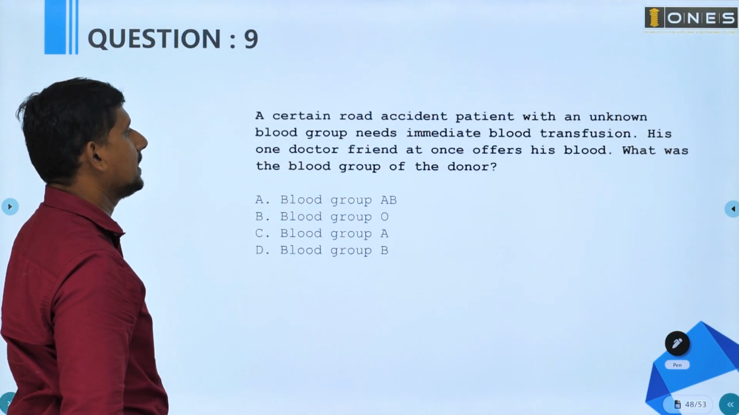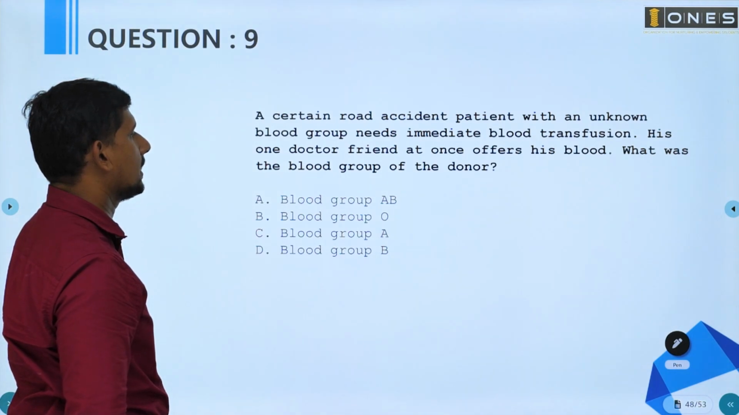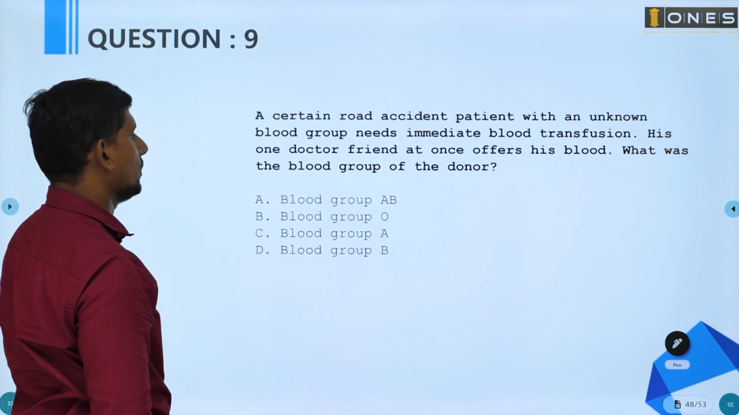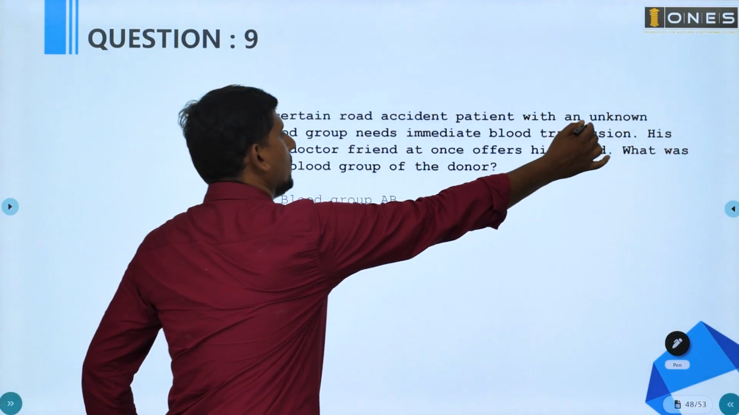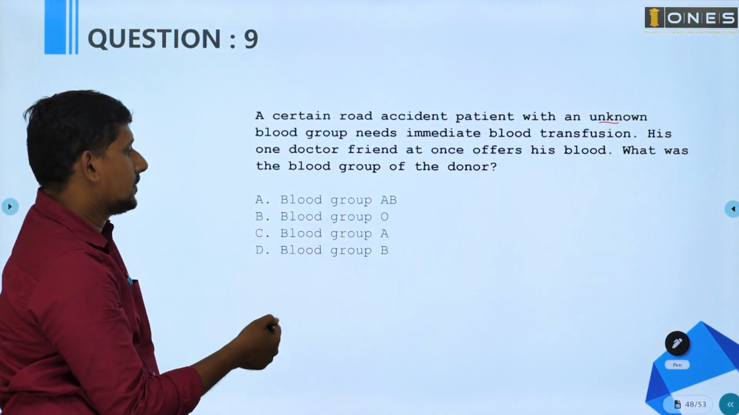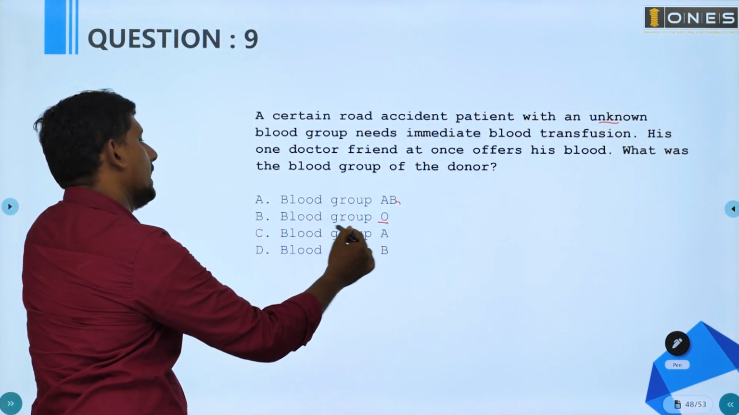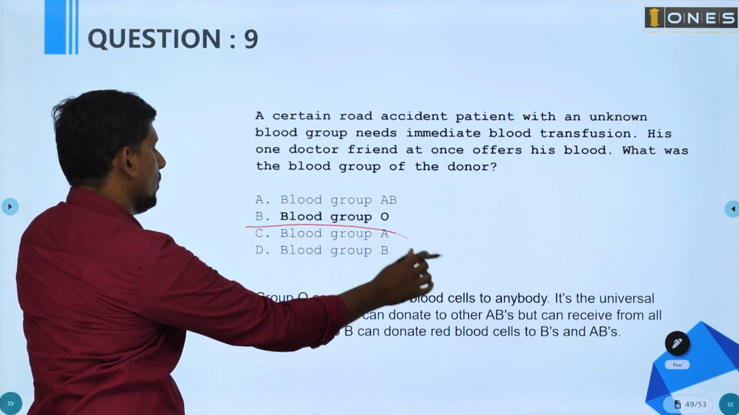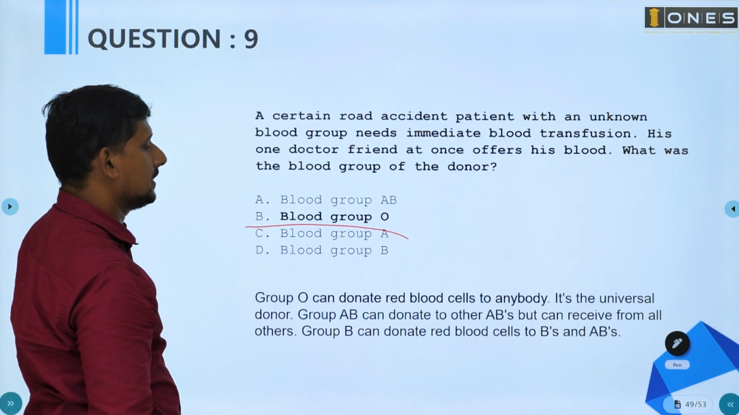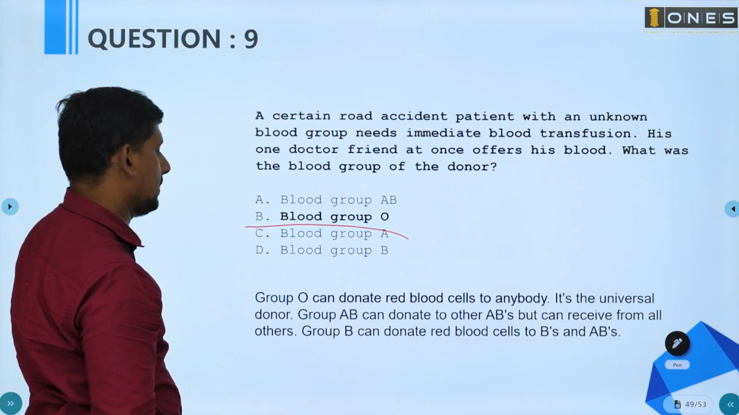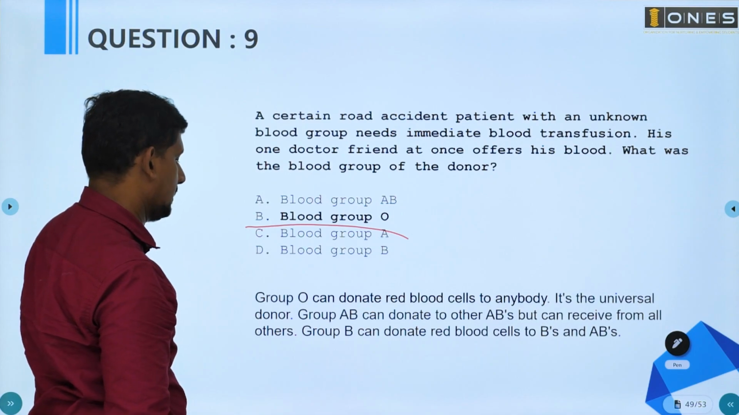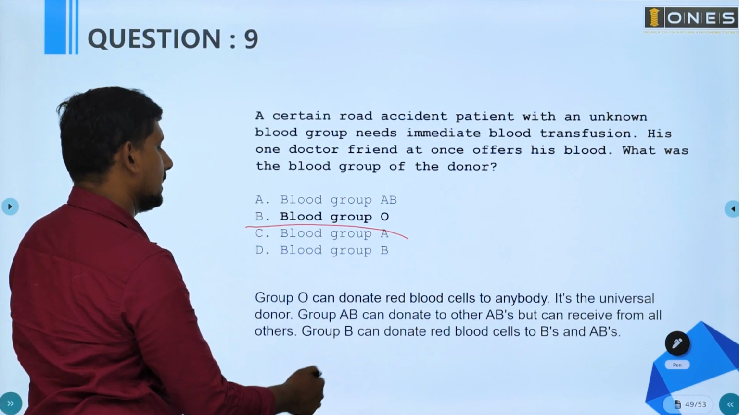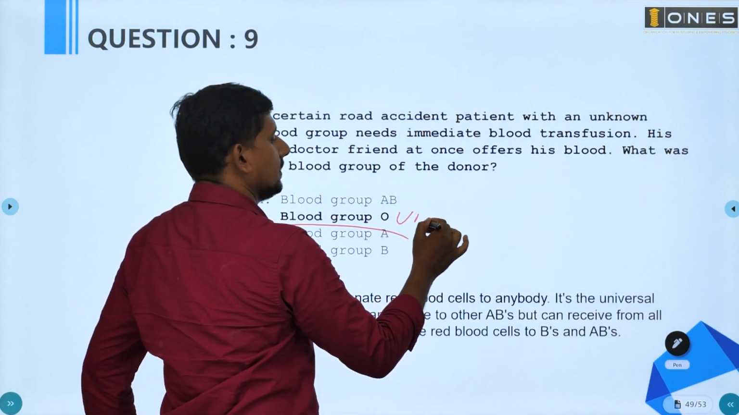A road accident patient with an unknown blood group needs immediate blood transfusion. His doctor friend at once offers his blood. What will be the blood group of the donor? Is it blood group AB, A, O, or B? So the right answer is blood group O. Why? Group O can donate red blood cells to anybody. It's a universal donor. Group AB can donate to other ABs but can receive from all others. Group B can donate red blood cells to Bs and ABs. So this is the right answer. O is a universal donor.